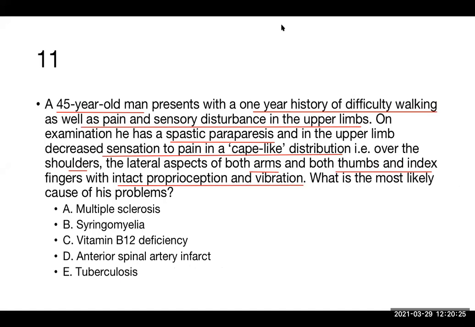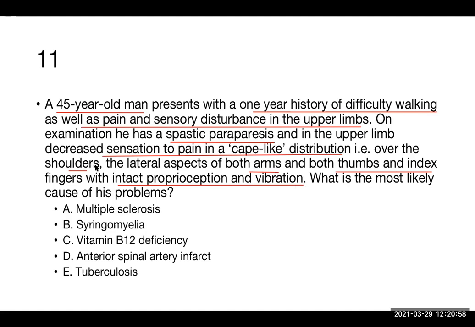Now, let me explain a little bit, then the answer is very easy for you. So what is happening here? See this. Shoulders, the lateral aspect of the arm, which reaches thumb and index finger, with intact proprioception and vibration. So the area of involvement here is the cervical part of the spinal cord.